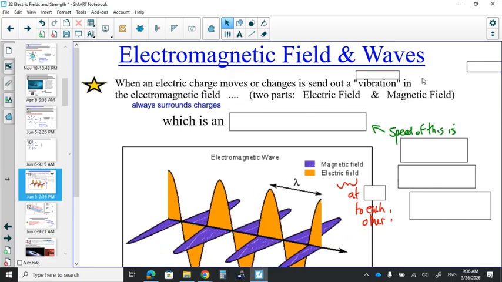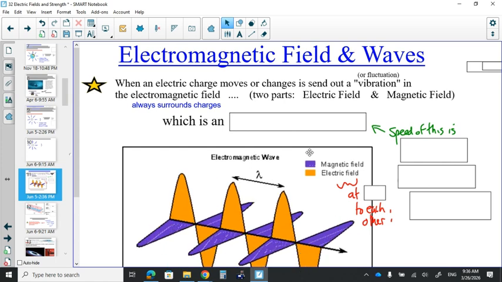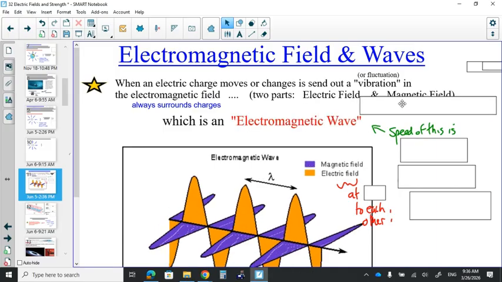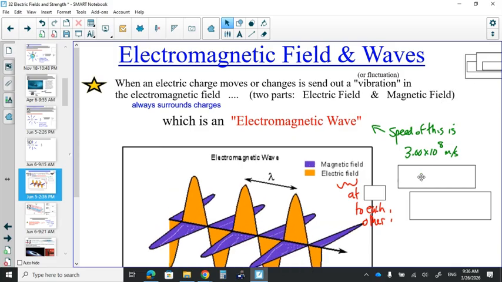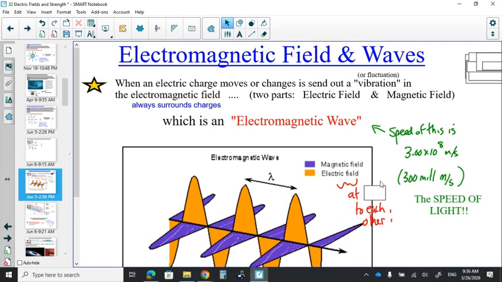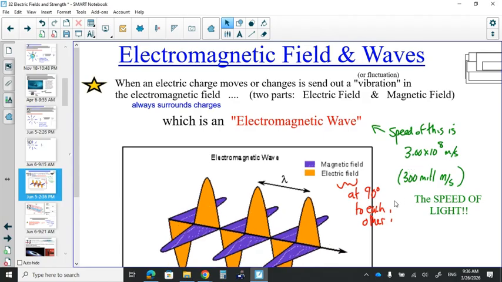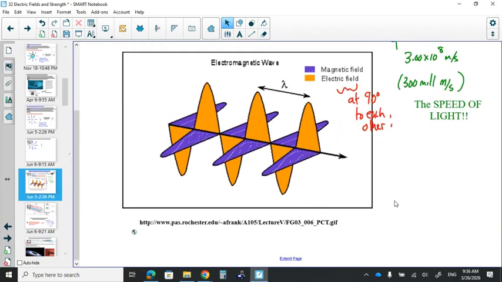Their surround charges when there's a fluctuation, say you move a charge back and forth, or a charge gets bigger or smaller. That's considered a change or a fluctuation, right? So that sends out a fluctuation in the so-called electromagnetic field, and that is an electromagnetic wave. The speed of that wave is 3.0 times 10 to the 8, which you might be familiar with as the speed of light. And that's what light is. It's just a wave traveling in the electromagnetic field.